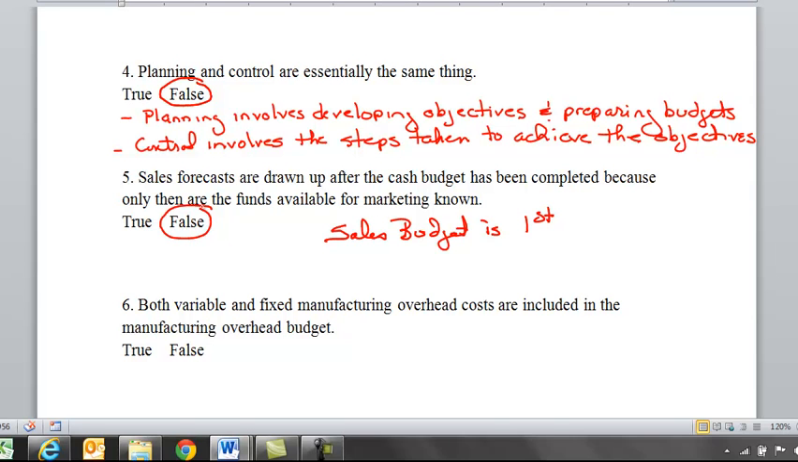Number 6, both variable and fixed manufacturing overhead costs are included in the manufacturing overhead budget. And we know by looking at our master budget overview video that the manufacturing overhead budget does include both variable and fixed cost. So that would be true.